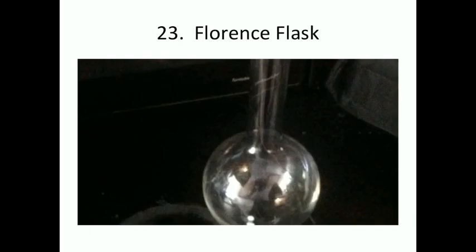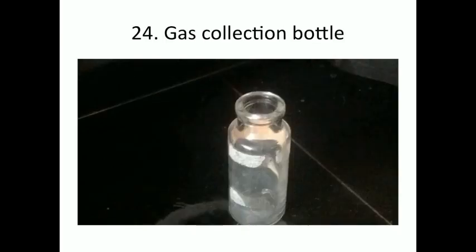This is a Florence flask. It has a flat bottom. It's used for mixing solutions or mixing liquids, and it has a long skinny neck which prevents splattering or splashing. This is a gas collection tube. It's used for collecting gas by water displacement.